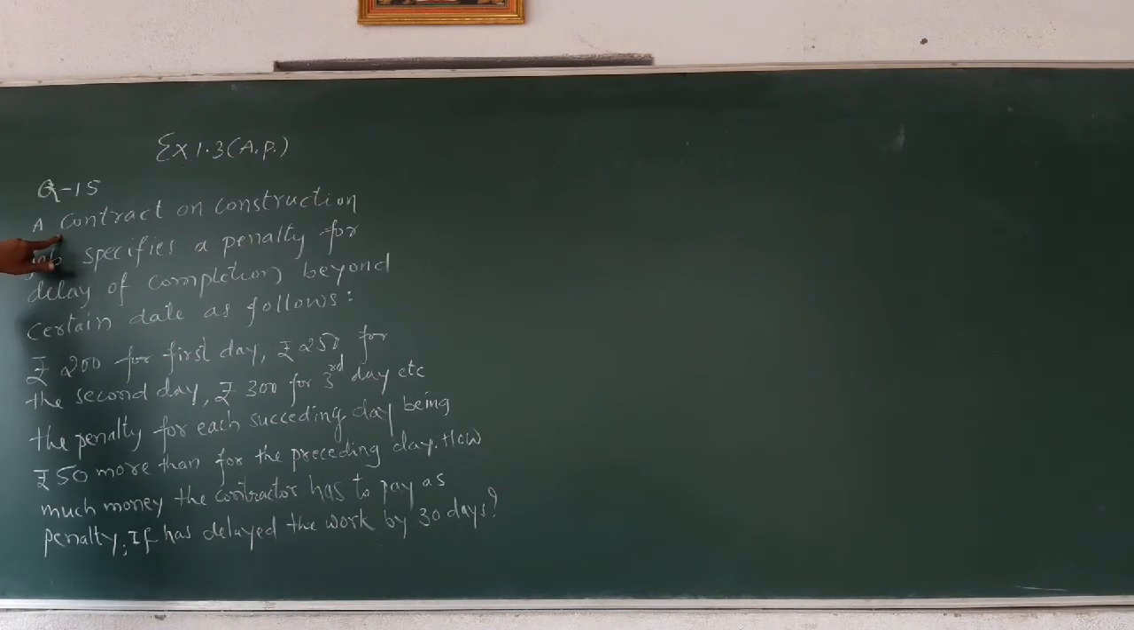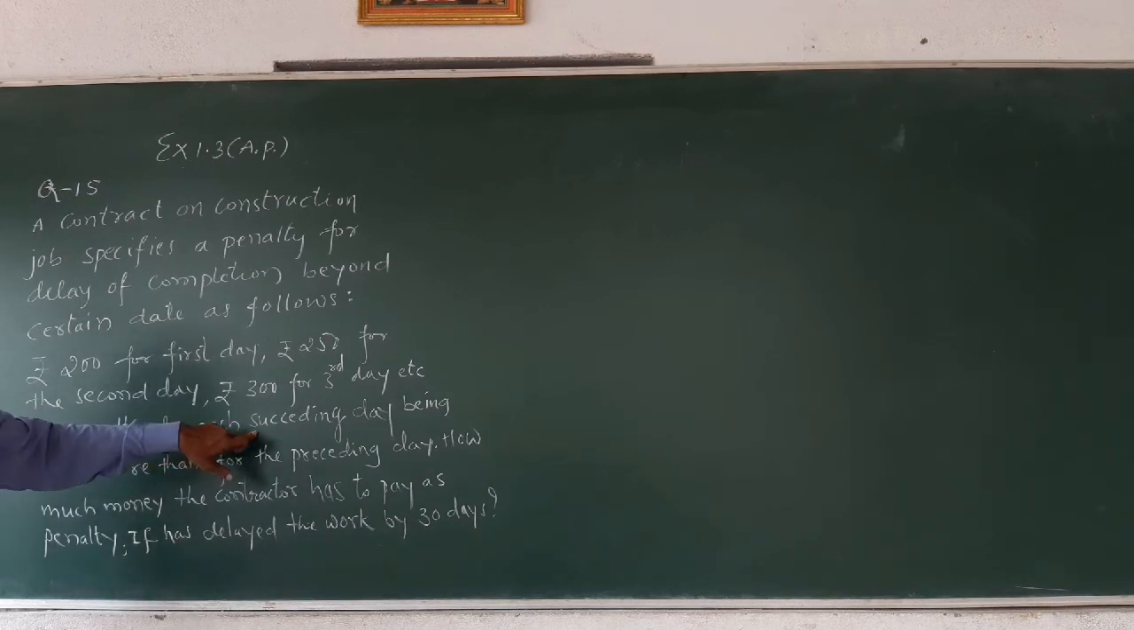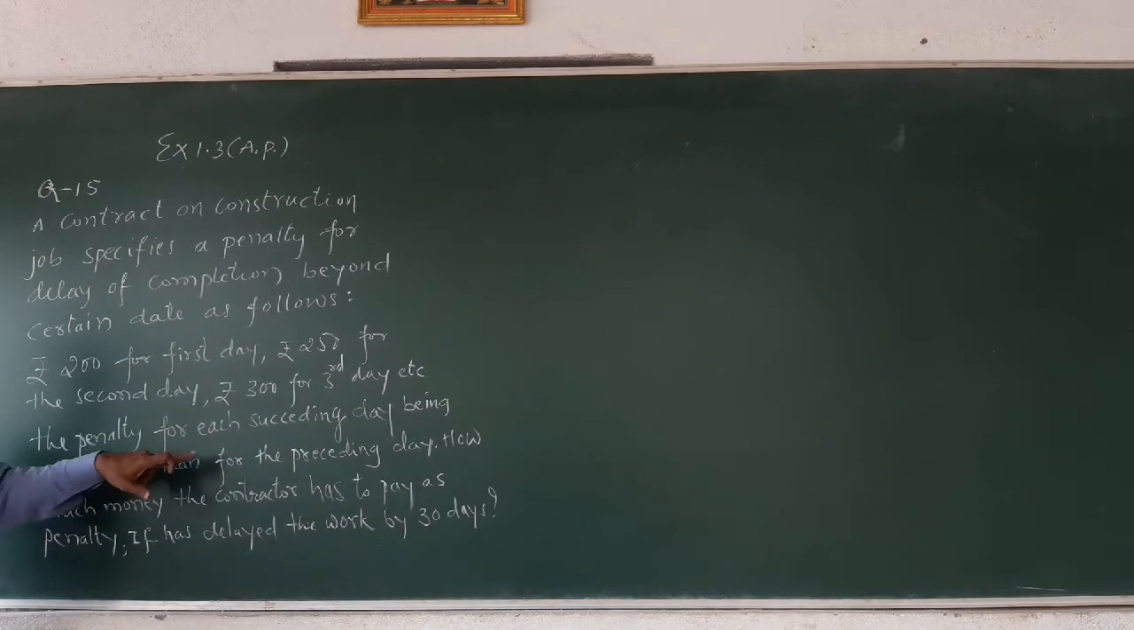See, a contract on a construction job specifies a penalty for delay of completion beyond a certain date as follows: rupees 200 for the first day, rupees 250 for the second day, rupees 300 for the third day, etc. The penalty for each succeeding day being rupees 50 more than for the preceding day. How much money the contractor has to pay as penalty if he has delayed the work by 30 days? Okay, let us write the procedure in mathematical format.